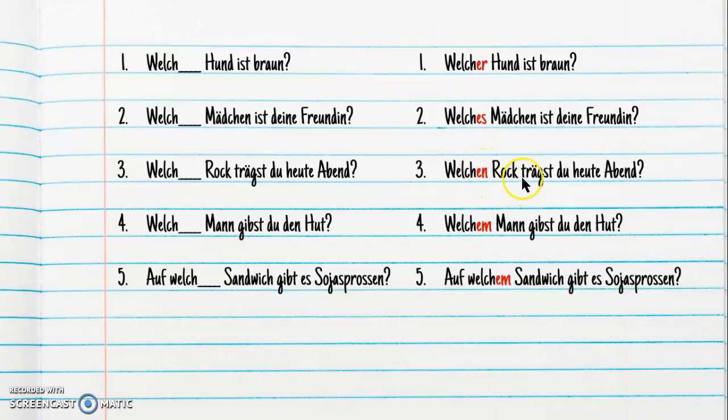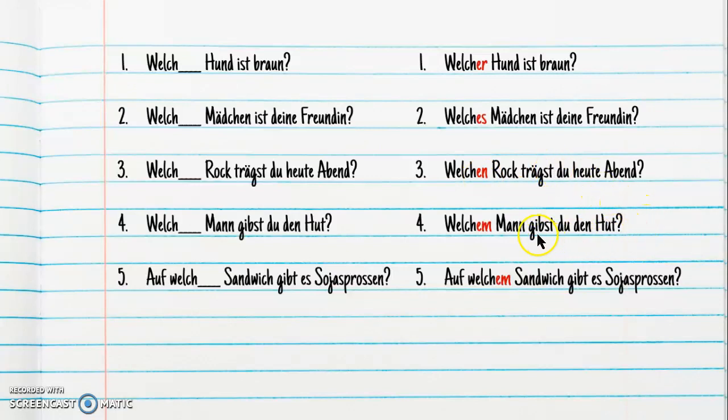Number three, find our verb. We have trägst. What or who is wearing? You are wearing. Okay, so you is the subject. What are you wearing? So what's receiving the action? What's being worn? That would be the skirt. So the skirt is now the direct object or the accusative case, and we should know that the skirt is masculine. So we are adding an en ending this time. Welchen Rock trägst du heute Abend?